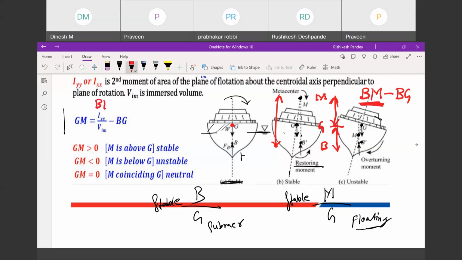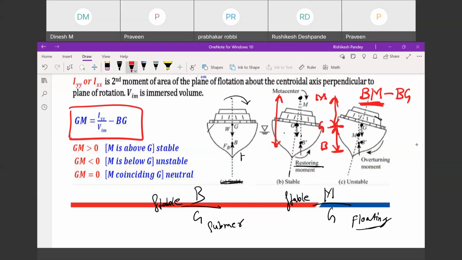Now Bm can be calculated by this formula: I divided by immersed volume, minus Bg. Immersed volume is the volume which is inside your fluid. Bg is half of this distance. For a regular shape like a rectangular one, you simply take half of the submerged depth, and that will be your Bg. So it is very easy to calculate. But I don't think they will ask those things. I'm just explaining it to be on the safe side. So this thing is Bm minus Bg, and with this you can calculate Gm.